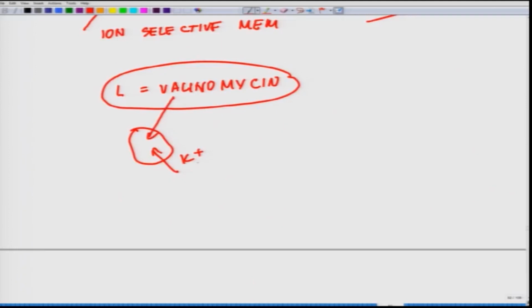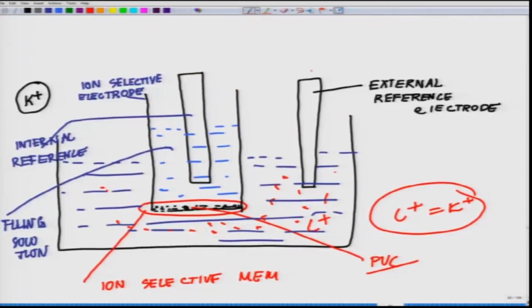If this is the valinomycin ion, it binds to the potassium ions and carries them inside the cell membrane. The ligand which has to be chosen has to have a very high binding to the analyte. So, what you are observing here is, I have an external reference here, an ion selective electrode here, and an internal reference which is present there. So, with respect to the internal and external, I have a potential which could be measured.